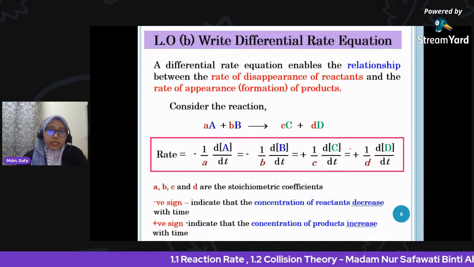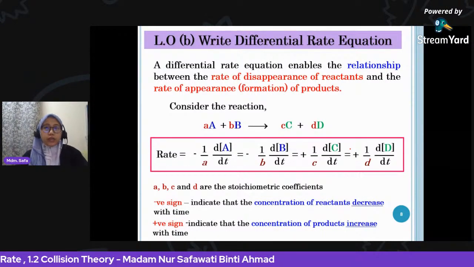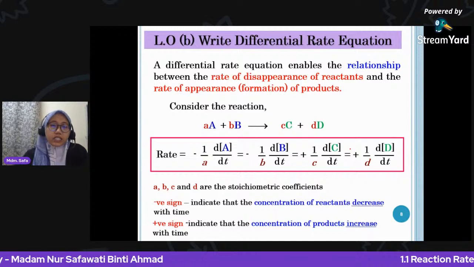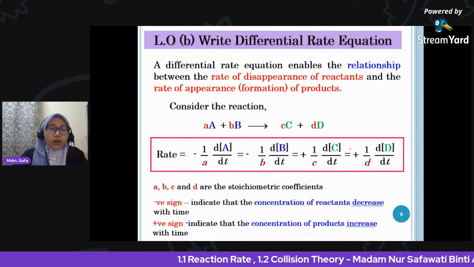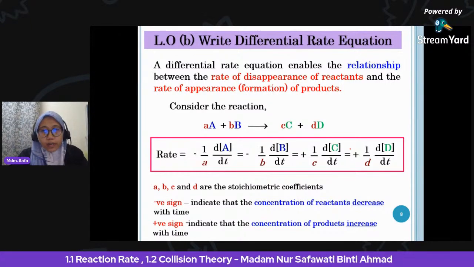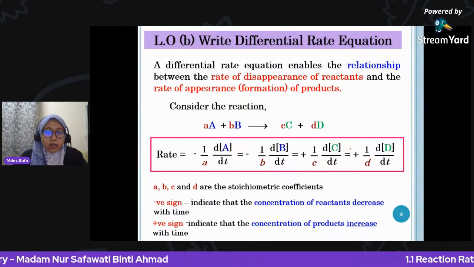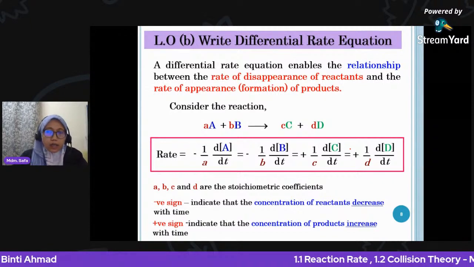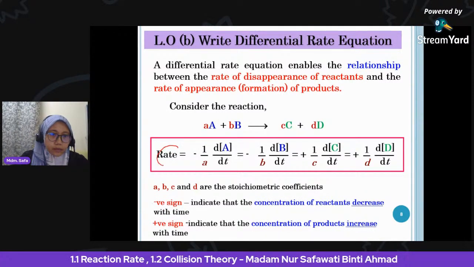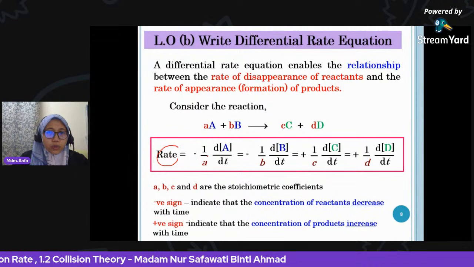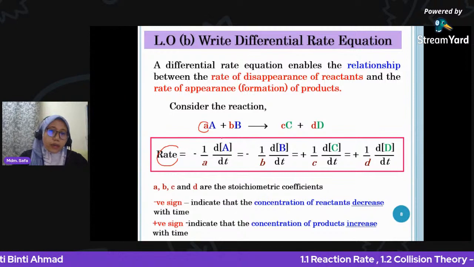So what is the differential rate equation? This is the second learning outcome, B. A differential rate equation expresses the relationship between the rate of disappearance of reactants and the rate of appearance, or formation, of product. When asked to write the differential rate equation expression, it involves both reactant and product. First of all, you must put the word rate here. So rate is equal to negative 1 over a. The small a shows what? It shows the stoichiometric coefficient.